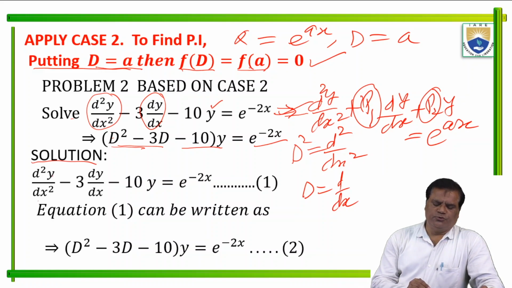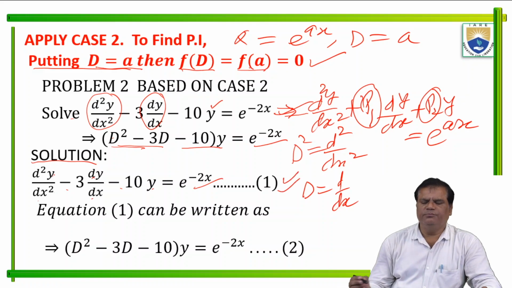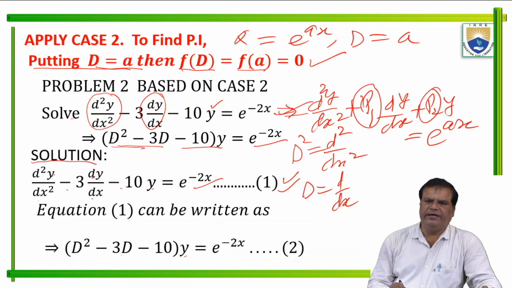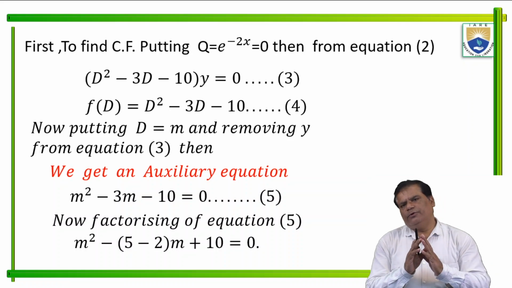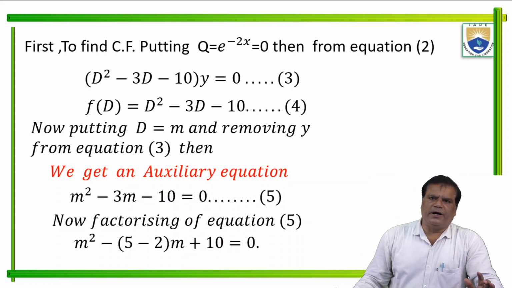d²y/dx² minus 3 dy/dx minus 10y equal to e to the power minus 2x. This is equation 2. And equation 1 can be written as (D² minus 3D minus 10)y is equal to e to the power minus 2x. Now, here also we find the solution of this differential equation in two parts.